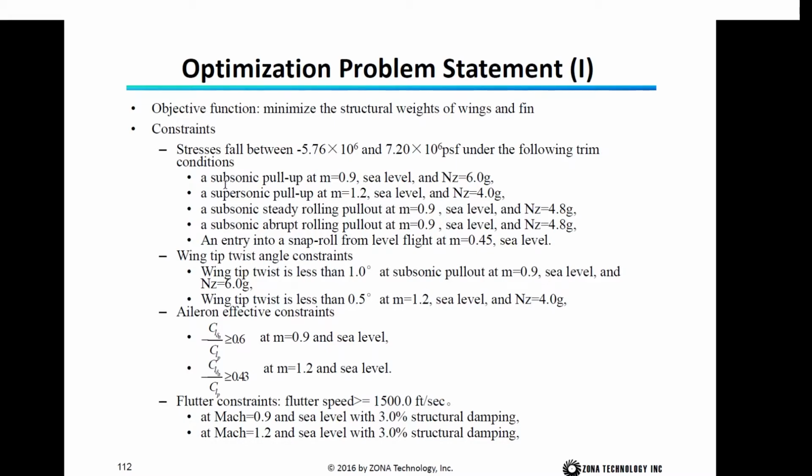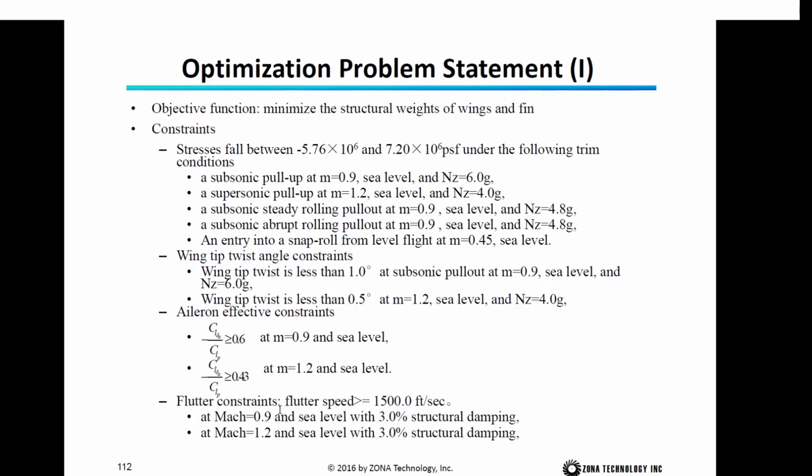Under the first two trim conditions, for the first trim condition, the wingtip twist is less than 1 degree. For the second trim condition, the wingtip twist is less than 0.5 degree. And also we want to impose the aileron effectiveness at Mach 0.9 sea level greater than 0.6, and at Mach number 1.2 sea level greater than 0.43.